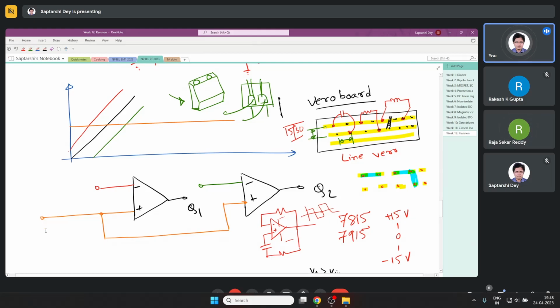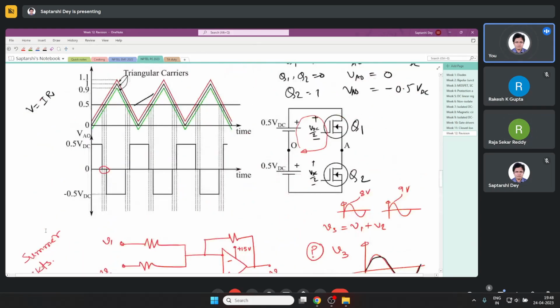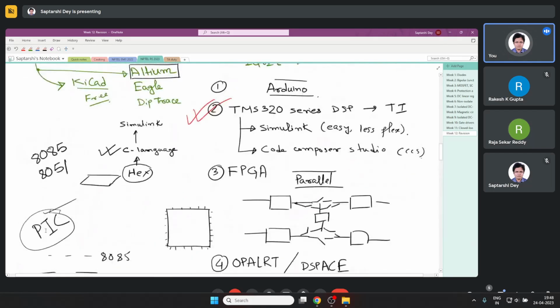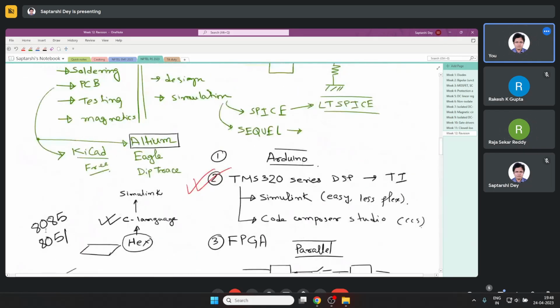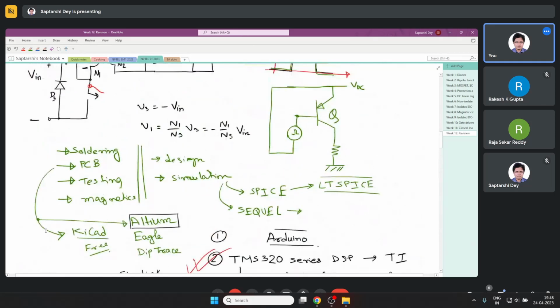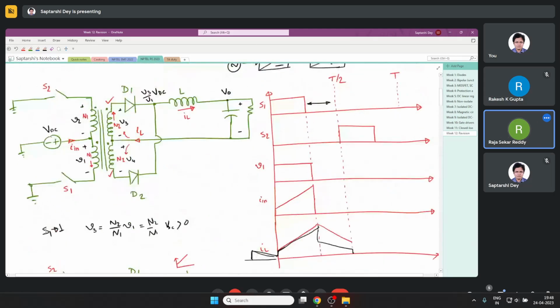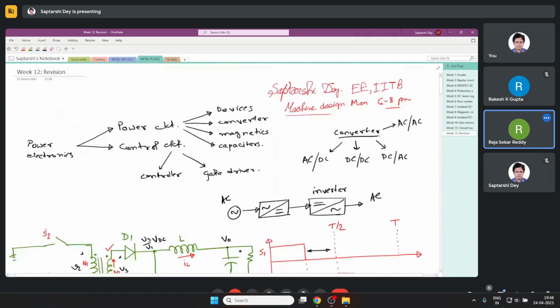If you make hardware in your BTech dissertation, it will automatically become one of among the top 1% in this country. Okay, anything else?